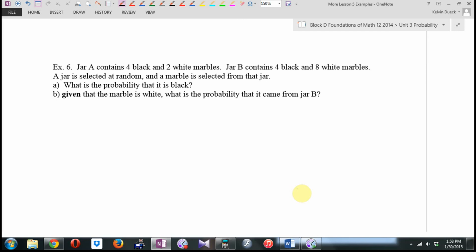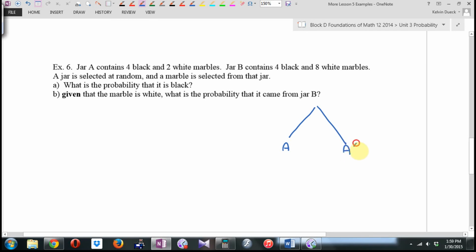What 2 events are there on my tree? I'll give you a hint. One of them is picking a marble, but there's something else we have to do first. Pick a jar. Okay? So we're going to have jar A. Now, I got a bit of a problem here. What's the other jar called? B. And what colors have I used? White and black. I'd love to use B for black and W for white, so I'm going to go jar A and jar not A.